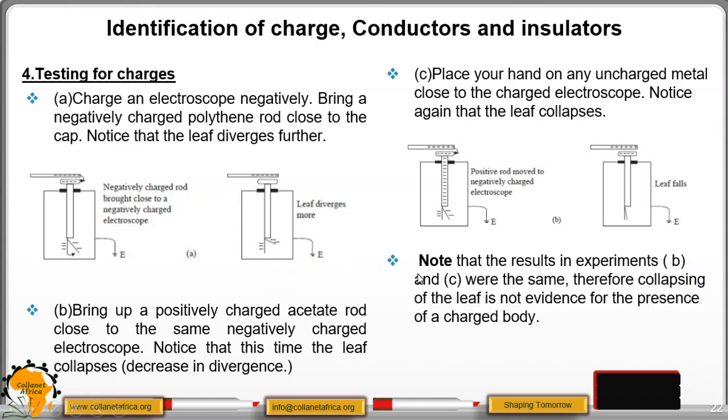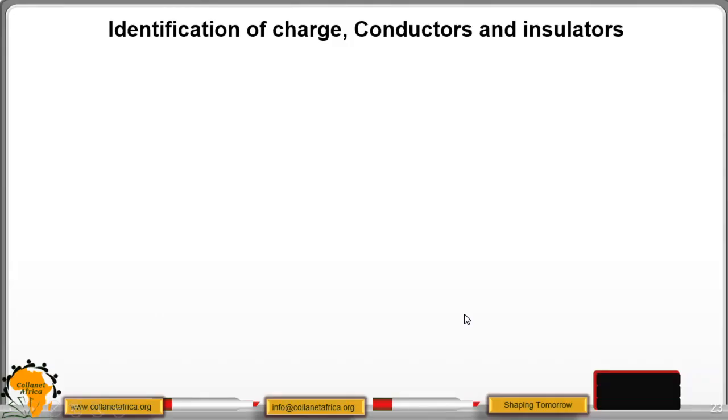So in these two cases, that is parts B and C, they are giving us the same result, that is the leaf is collapsing. Therefore, we can say that collapsing of the leaf is not evidence for the presence of a charged body. Remember, here we are testing for charges. Therefore, we can conclude that only divergence can tell us that a body is charged.